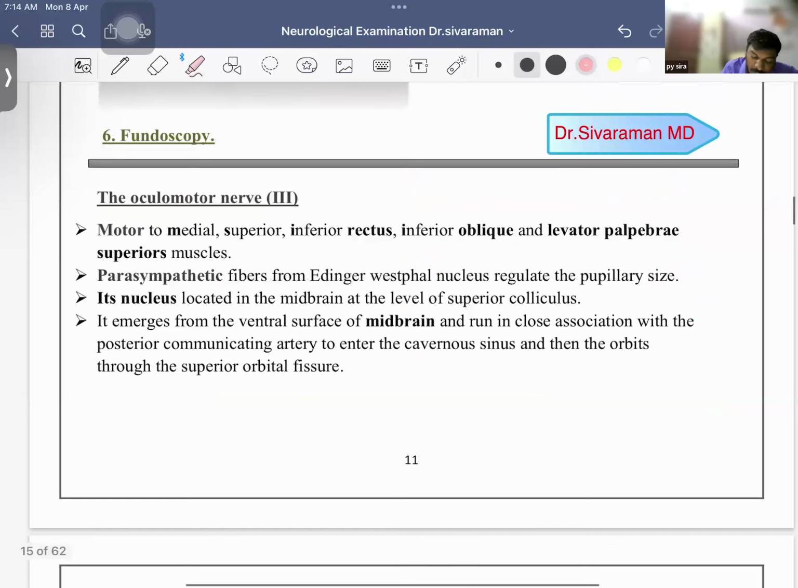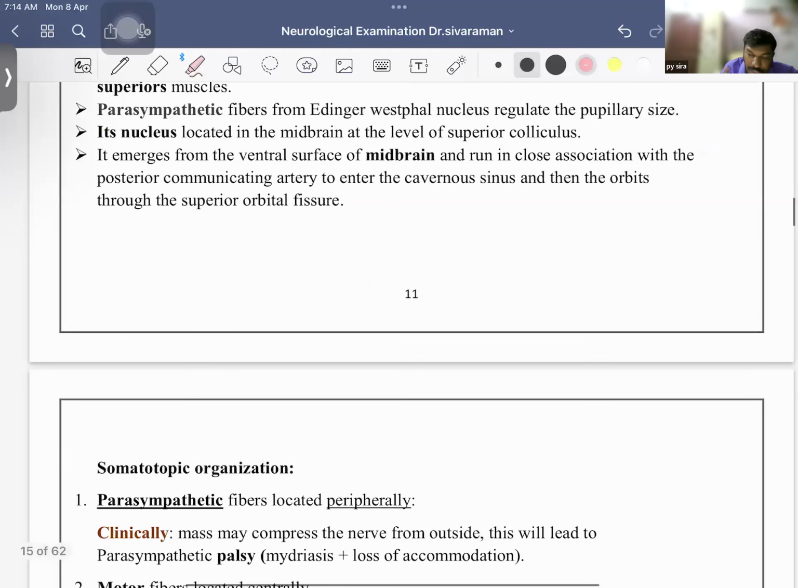Then coming to the next nerve, which is the oculomotor nerve. We all know that, SO4, LR6.